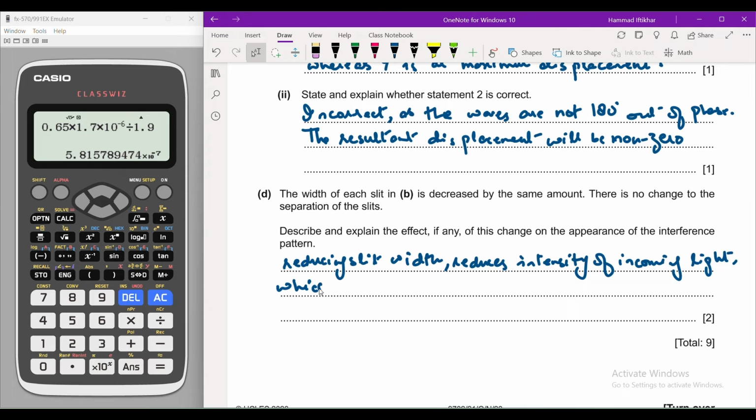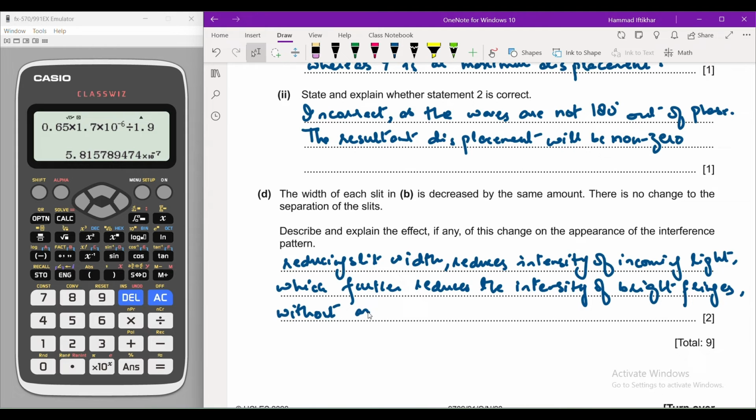which further reduces the intensity of bright fringes without any change to fringe spacing. So basically, the contrast will be lowered a little bit.